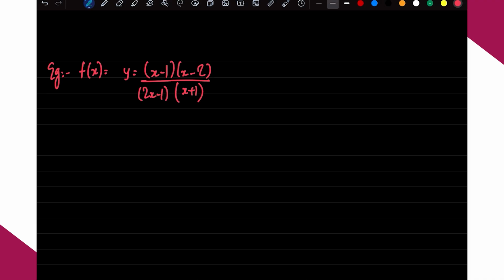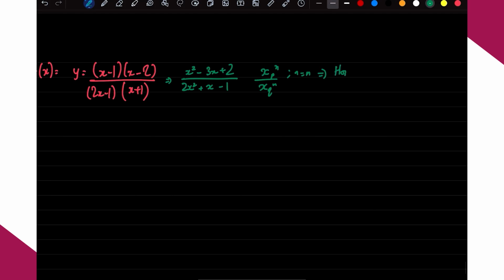Now, if you expand this function a little bit, it turns out to be (x squared minus 3x plus 2) over (2x squared plus x minus 1). Okay, so this is the function that we're going to have. Notice that we have the same power, right? So x to the p over x to the q, and p and n are equal. So we can already establish that the horizontal asymptote is y equals 1.